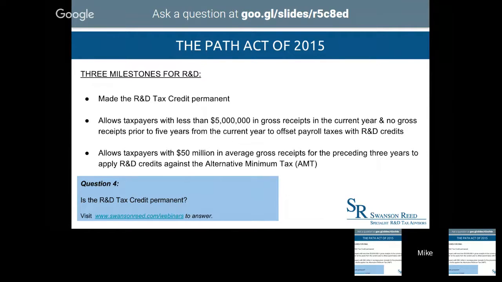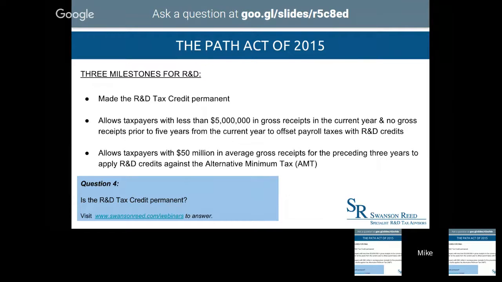And then there's another category of taxpayers, as you can read on the slide, that third bullet, which allows taxpayers with $50 million in average gross receipts, and so on, to offset their R&D credits against the alternative minimum tax. And we've got an additional comment we'll make on that.